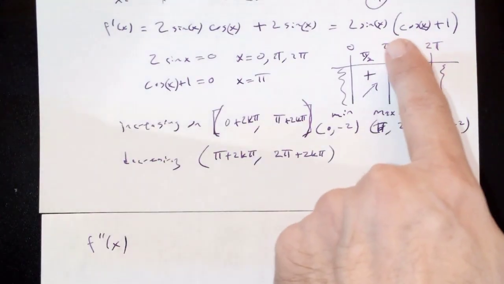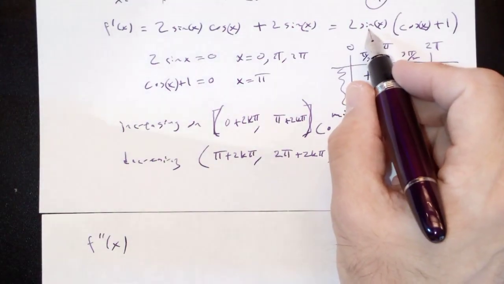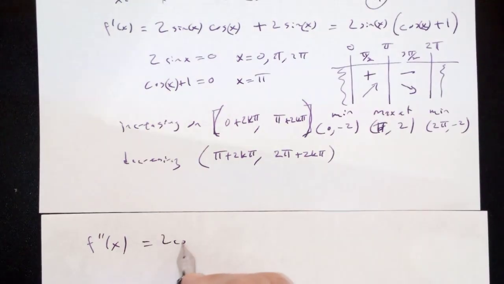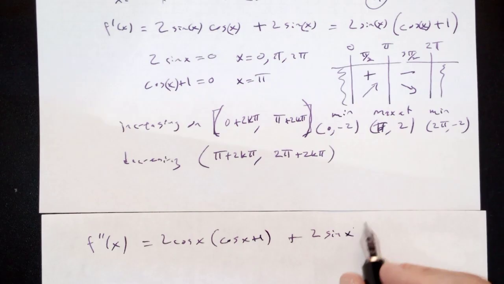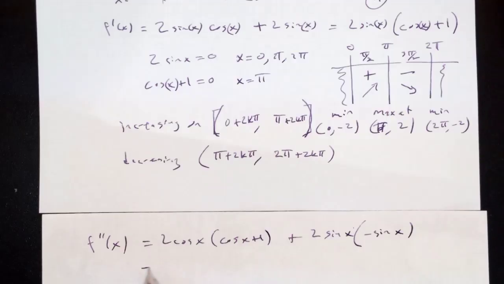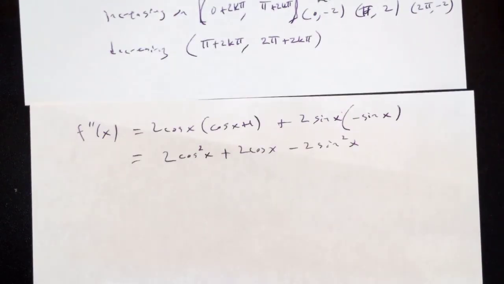I'm going to use this one because that gives me a product rule. The derivative sign is derivative of the first, leave the second alone, plus leave the first alone, take the derivative of the second. The derivative of cosine is minus sine. So I get 2 cosine squared x plus 2 cosine x minus 2 sine squared x. Ew.